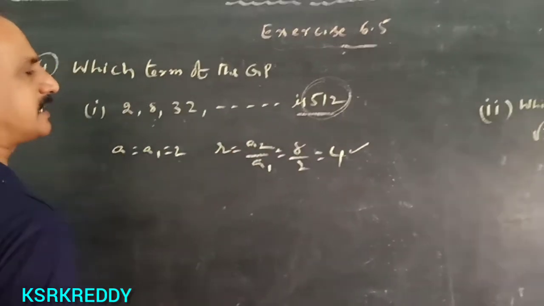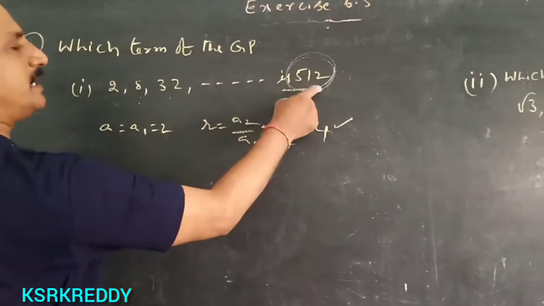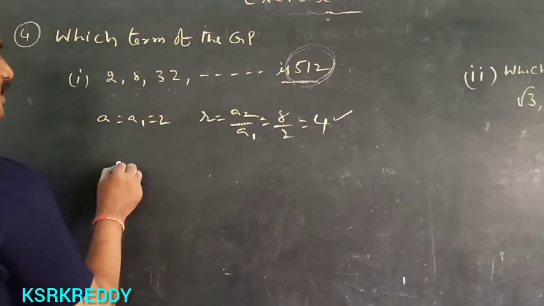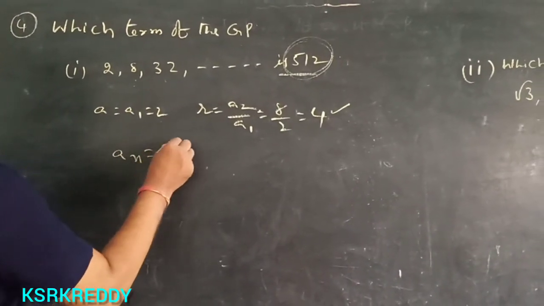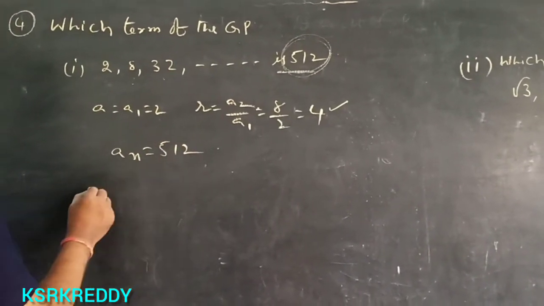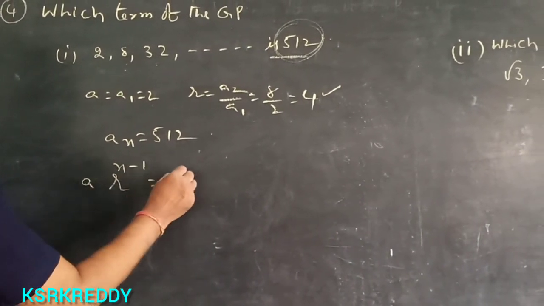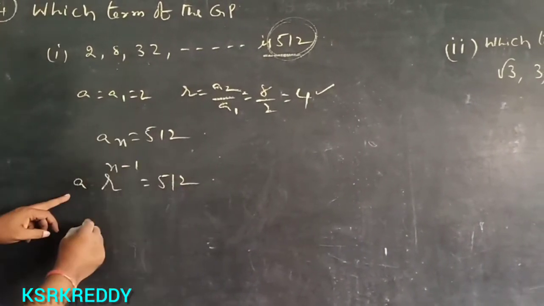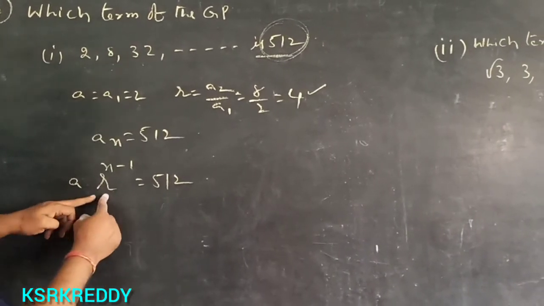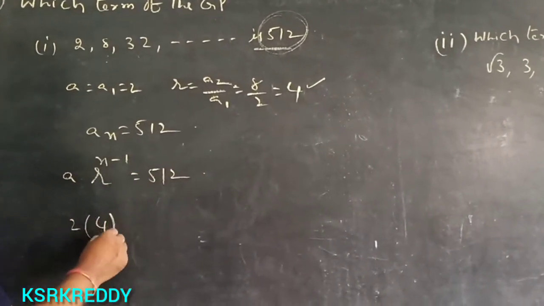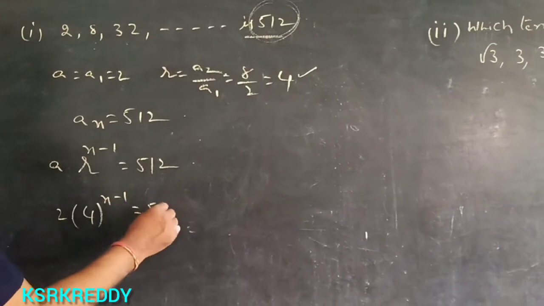It is the nth term: first term, second term, third term and so on. In the GP, a_n is equal to 512. What is the GP nth term formula? a times r to the power of n minus 1 equals the value 512. What is a? 2. r is 4. So 4 to the power of n minus 1 is equal to 512.